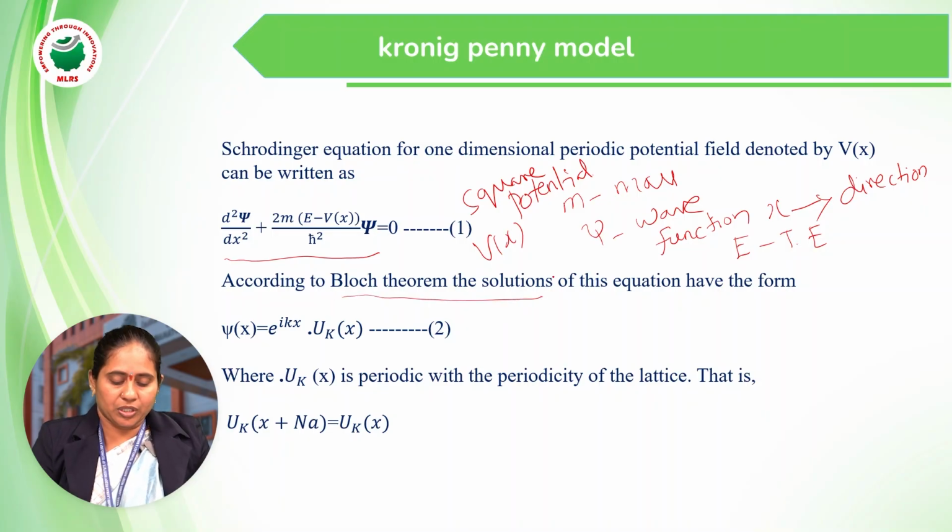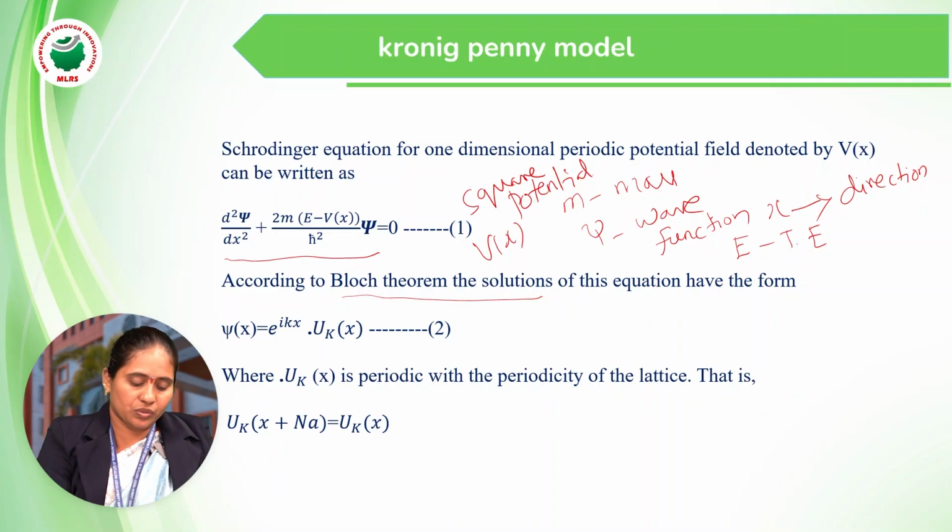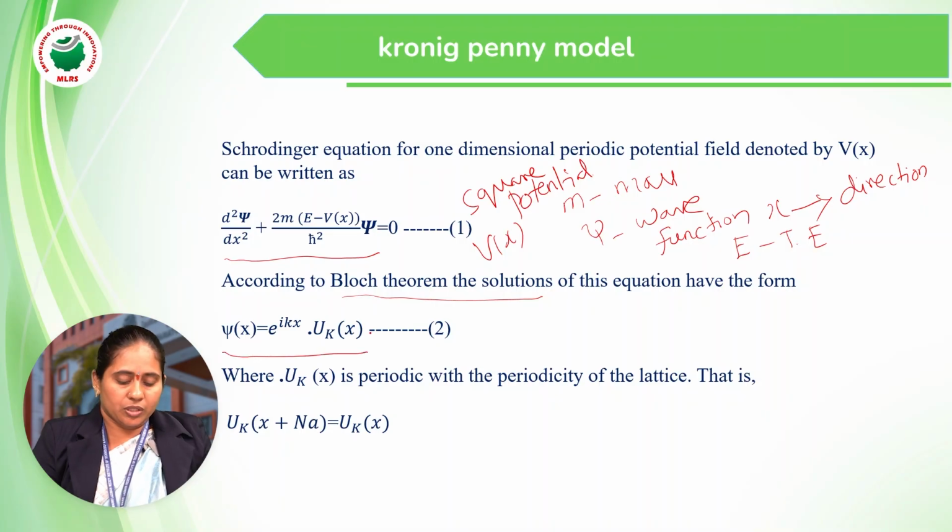That is for the periodic potential. The same solution was taken by Kronig and Penny. The solution of this equation is psi of x equal to e power ikx into uk of x. Here uk of x, as we have seen in the last class, is the modulating function, and k is the wave vector or propagation vector. Again, x is the direction in which the particle is moving.